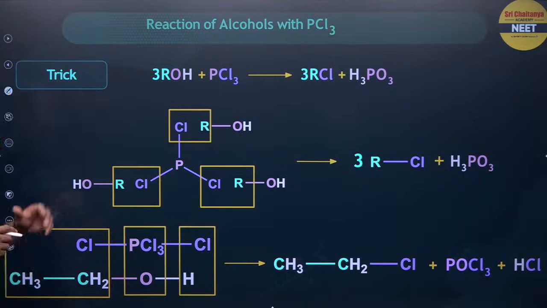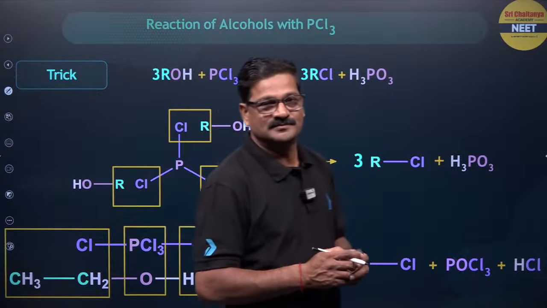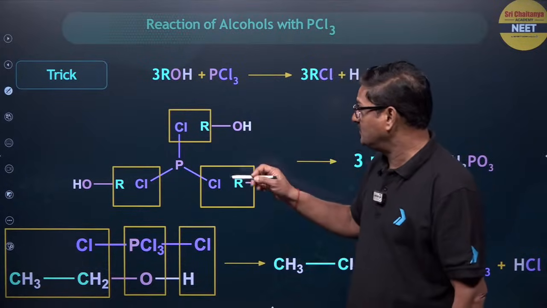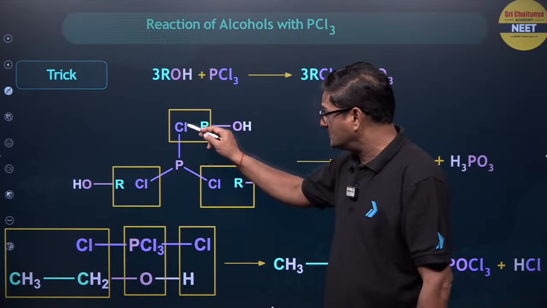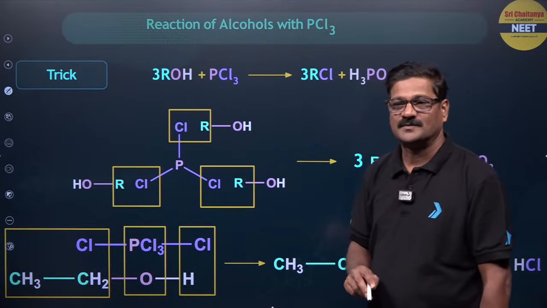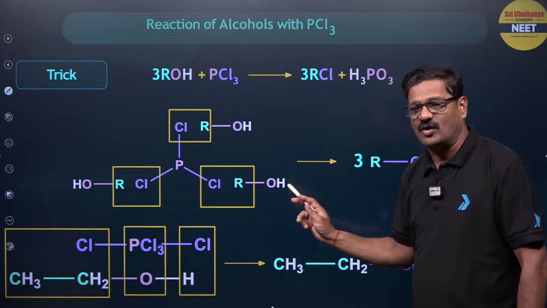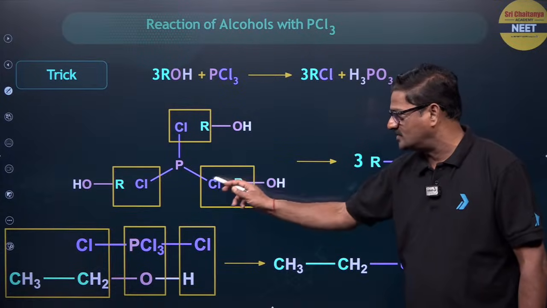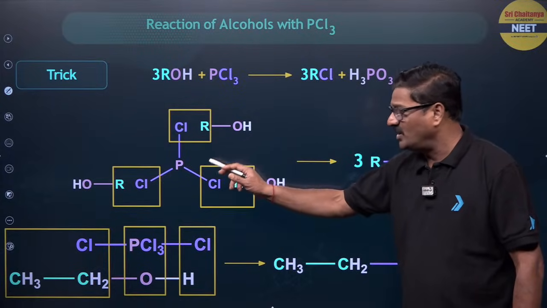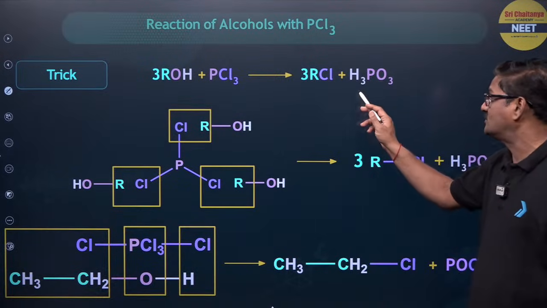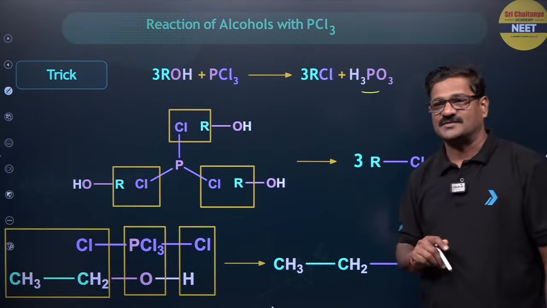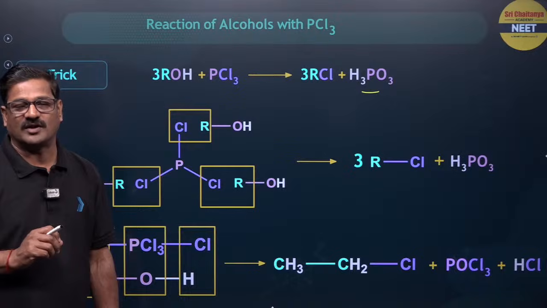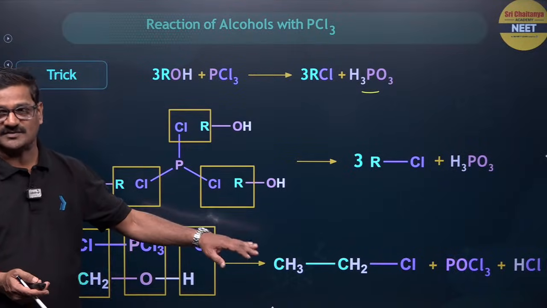And moving ahead, reaction with PCl3 and reaction with PCl5. With PCl3, you have P with three Cl. You are going to react it with alcohol. The alkyl group takes the chlorine and OH is replaced. So P(OH)3, that is H3PO3, is formed along with RCl. Side products we usually don't focus on in organic chemistry, but here you need to focus.